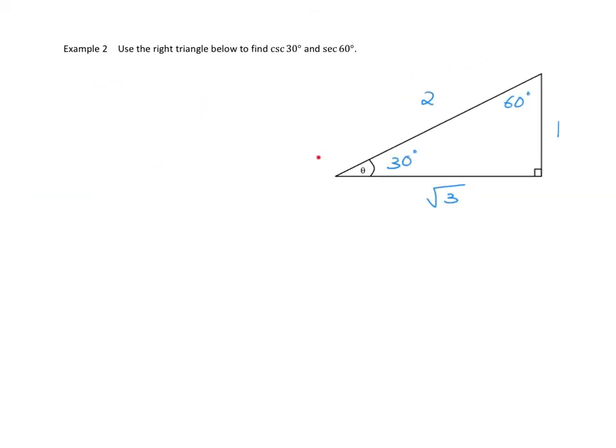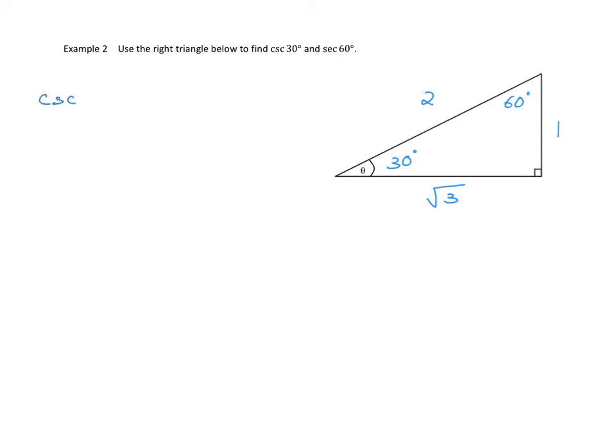Off to the side here, I have a right triangle, and I've already labeled all of the sides and the angles off of it. So this is a 30-degree angle. This is a 60-degree angle. This side is length 1. This side is length the square root of 3, and this side is length 2. Based off of that, can we figure out what cosecant of 30 is? And, well, what is secant of 60? So let's actually figure out those values.